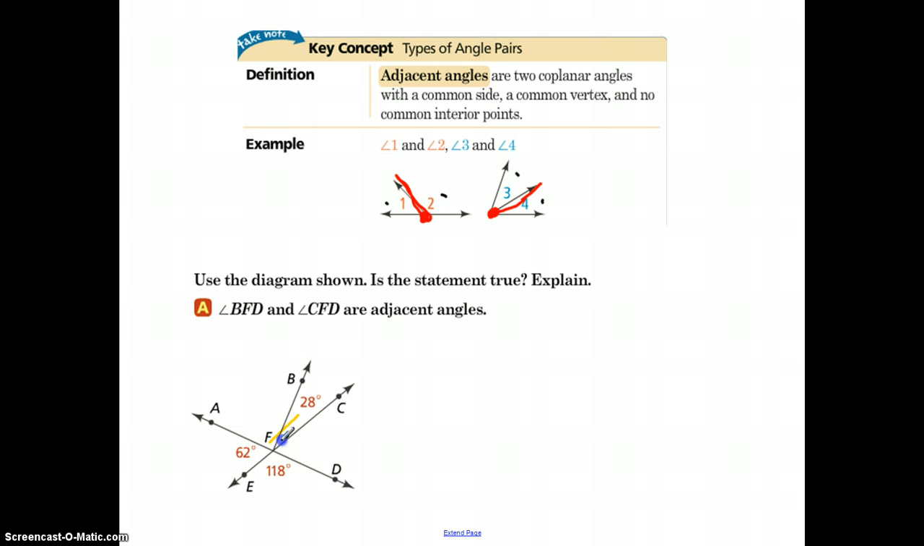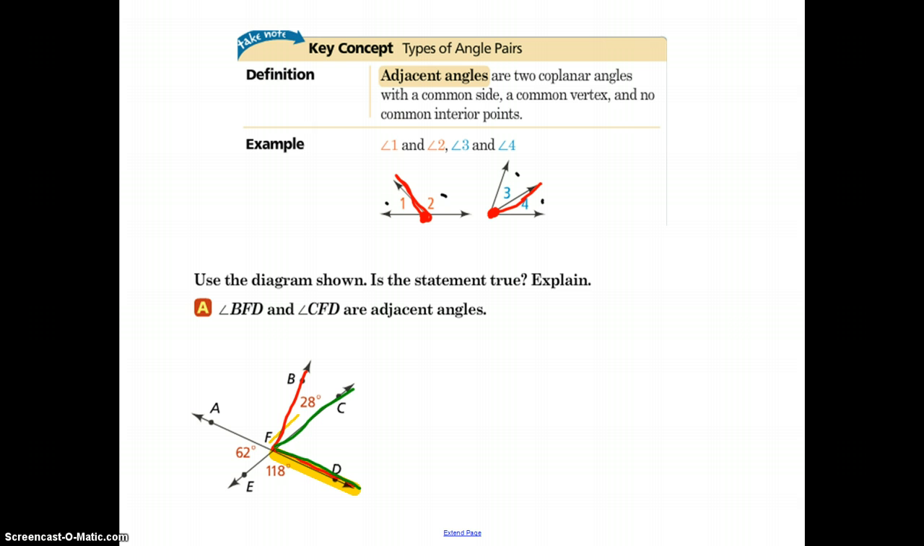So let's answer this question. Angle BFD and angle CFD are adjacent angles. Well, let's see if we can find those angles. Here's angle BFD right here. And let's go with angle CFD. So here is CF, and then there is FD, so there is CFD. So the question is, are these adjacent angles? Do they share a common side? Well, yes, they do. They share the ray right here, FD.